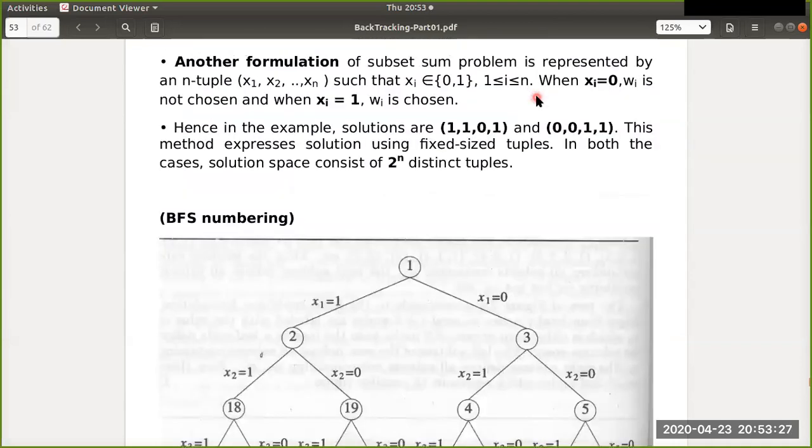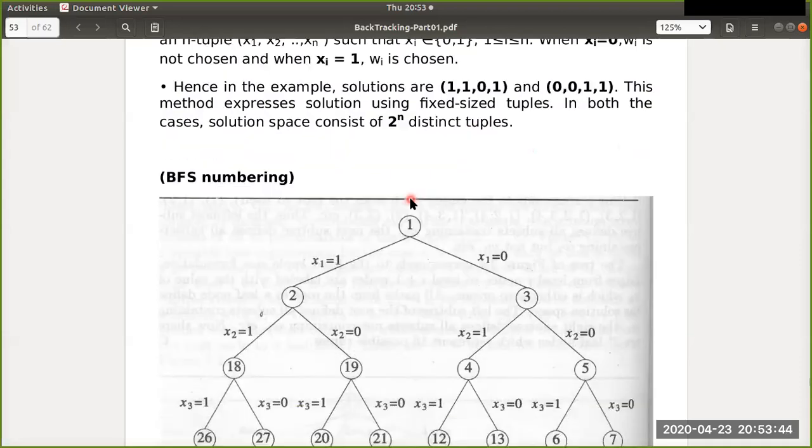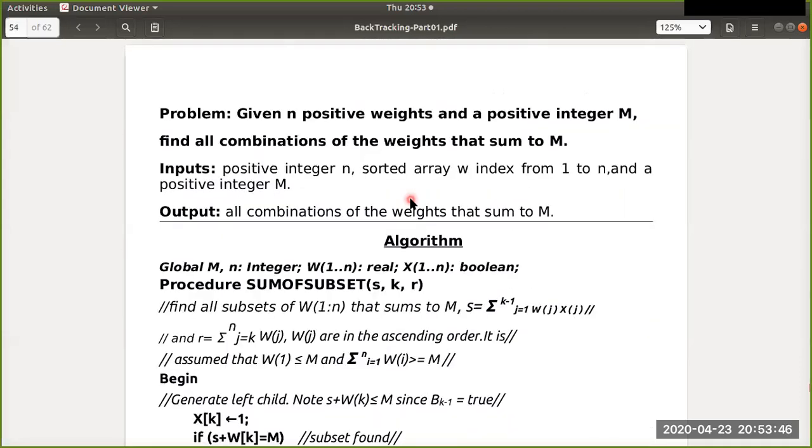So this is a fixed size. I already told you that this is the solution. I can represent it. I already showed that. Okay, the solution space contains 2 power of n distinct tuples. That means if n equals 4, 4 items, 2 to the power of 4 means 16. Out of 16, 2 decisions lead to a solution. So that is over, and we'll see another.